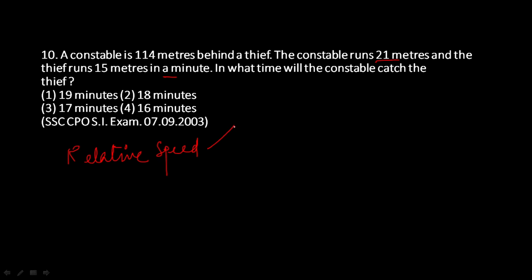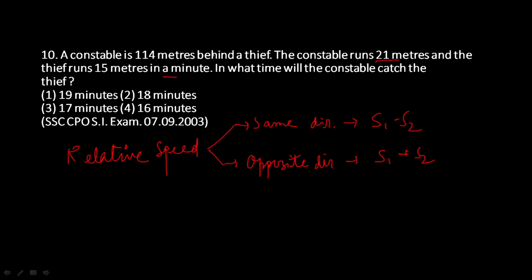Relative speed of two things are there: same direction and opposite direction, right? In the case of same direction, speeds are getting subtracted, whereas in the opposite direction it gets summed up, right? So in the case of constable and thief, police and thief, these are always in the same direction. So S1 minus S2 is applicable here. So in this case, what is the relative speed? 21 minus 15, 6 meters per minute.